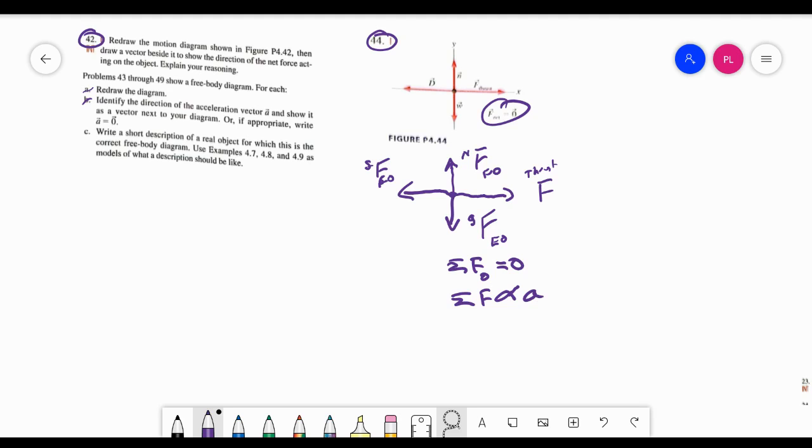And so if total force is positive, then this is positive. If this is negative, this is negative. If this is 0, that's 0. So they're telling us that the total force is 0. We're telling them that the acceleration is also 0. Then write a short description of a real object for which this is a correct free body diagram. They talk about those different models or examples to use as a model.